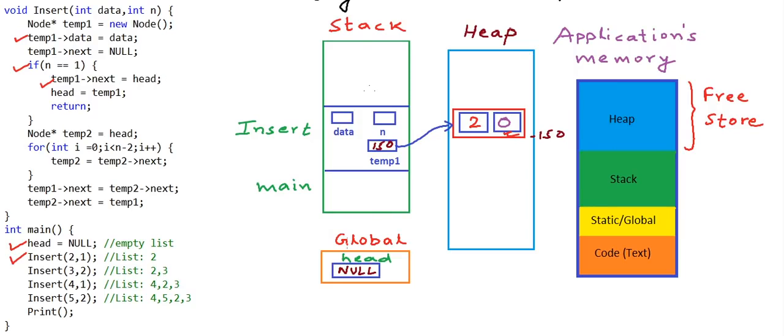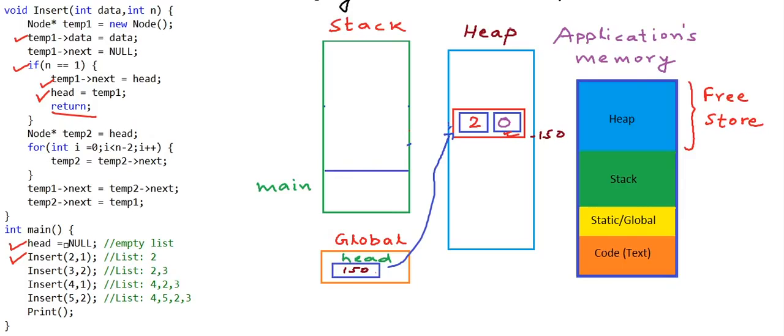And now we are saying head is equal to temp1. So head guy now points to this because it stores address 150 like temp1. And in this first call to insert, after this we will return. So the execution of insert will finish, and now the control returns to the main method.